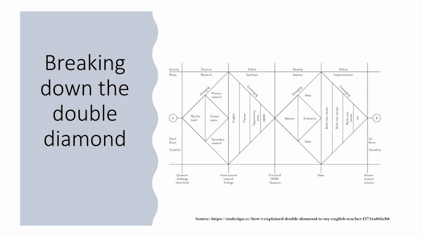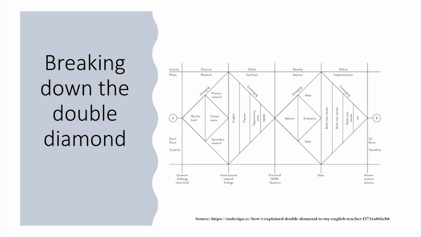So, you start getting insights, you look at themes that are emerging from these research findings, you look at what the opportunity areas are, and also you look at how might we solve the problem using the knowledge that you have got from your unstructured research findings. So, what you end up with is a final brief.